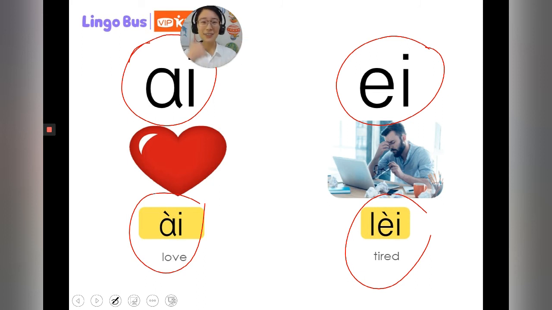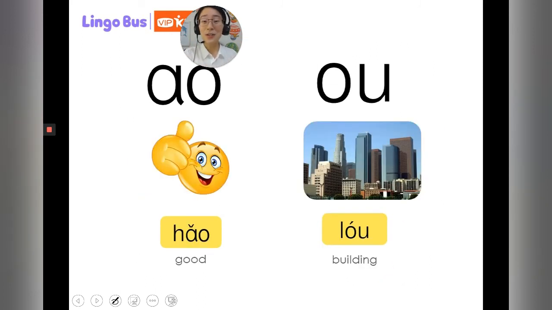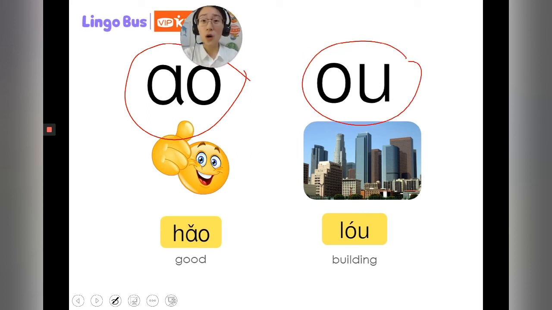Lei. Great. The second group we have ao. Again, you need to wide open your mouth to pronounce ao. And good in Chinese is 好. 好. It's your turn. 好. And this one is ou. Ou. You need to round up your lips. Ou. And the building in Chinese is 楼. 楼.